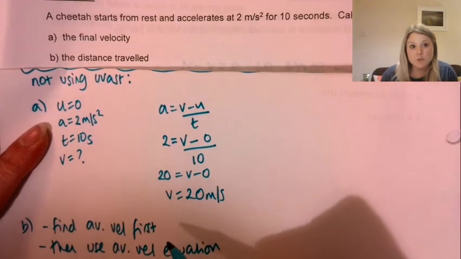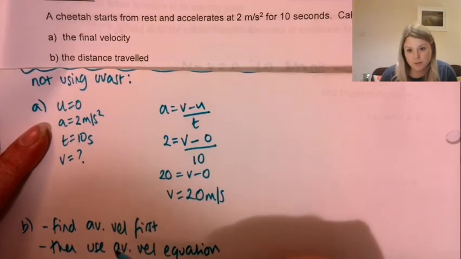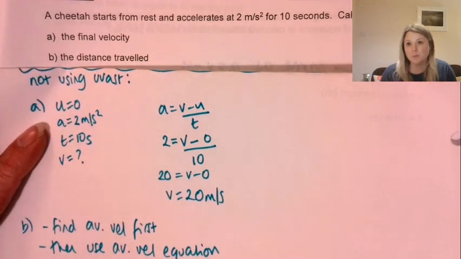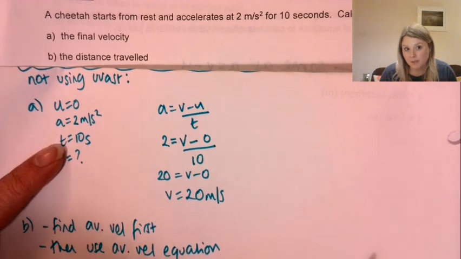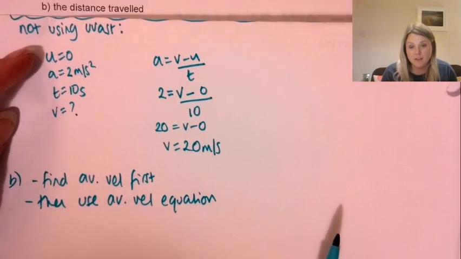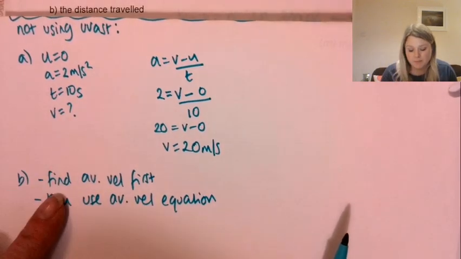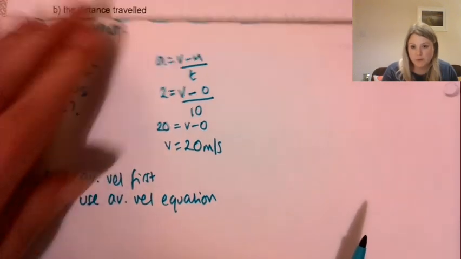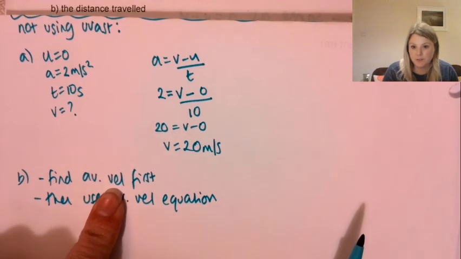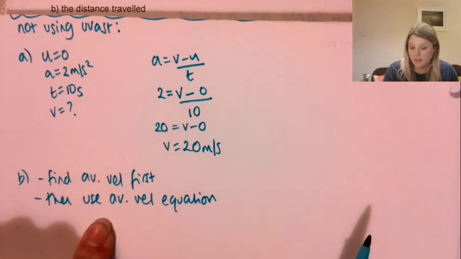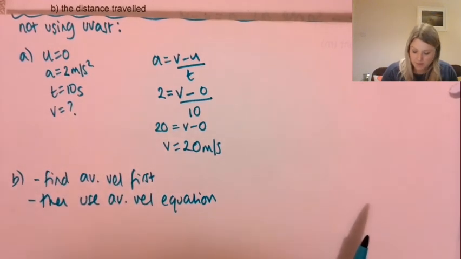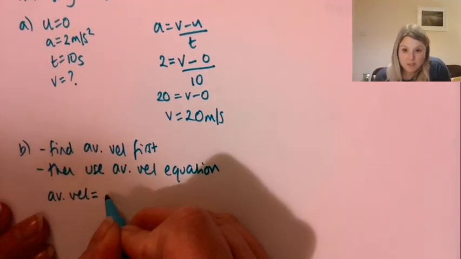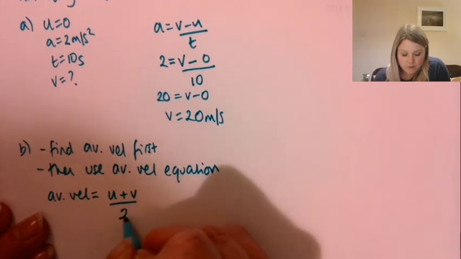So if we didn't know our UVAST equations, these are the steps we would have to take, and any time there's a solution that involves more than one step, that is when people find it tricky. So that's why we like to give you these UVAST equations. So if we're trying to find the distance travelled, we're first of all going to have to find out the average velocity, and then we're going to have to use the average velocity equation. So to figure out the average velocity, we're going to have to use U plus V over 2.